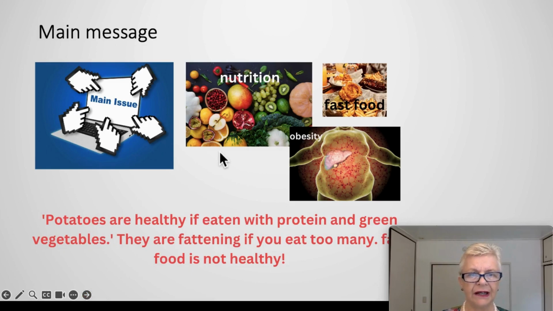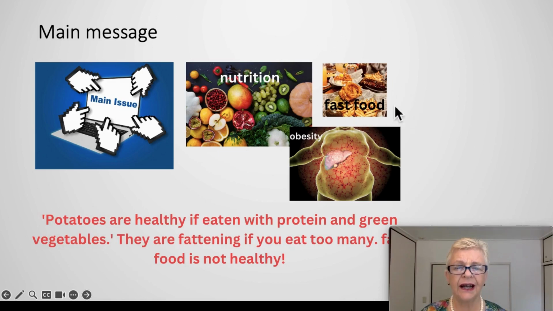And the other thing to think about is your main message. What's the main message of your presentation? Well, in my case, I was very much thinking about nutrition. That's the value of what we eat. In my case, potatoes. Are they good for us? Should we eat them in our diet?